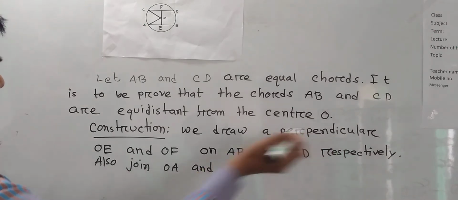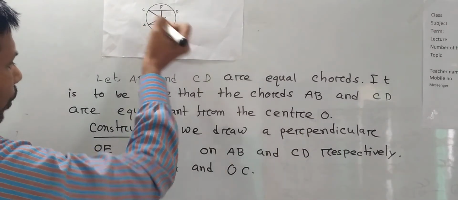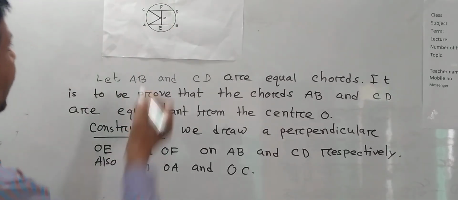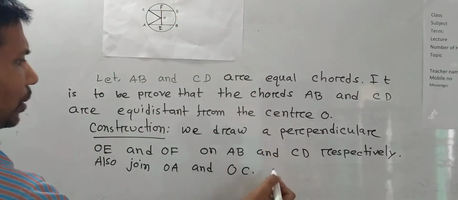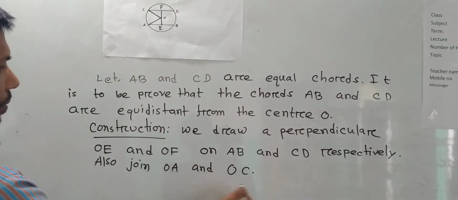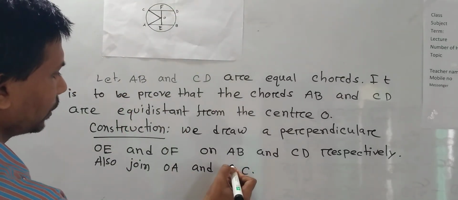We draw a perpendicular OE on AB, and OF on CD. Also join OA and OC. Okay, this is O. Now prove.